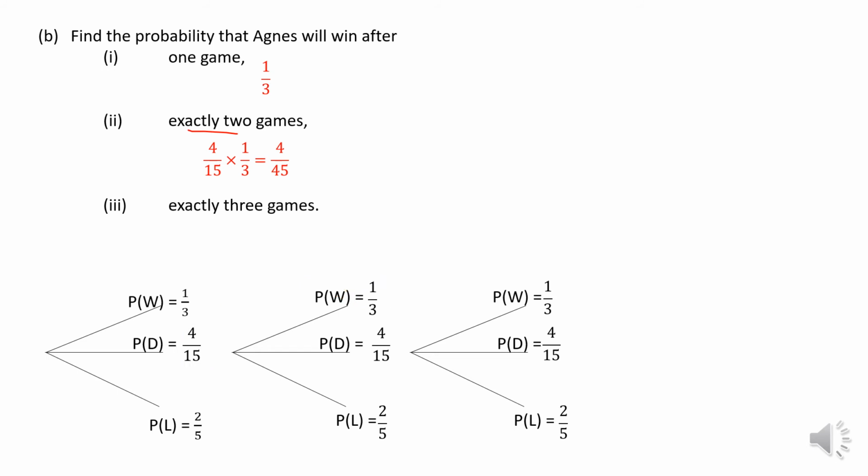Then the same applies exactly after three games. That means you must draw the first game to play the second, draw the second game, and now win in the third game, so you multiply along that path in order to get that probability of 16/675.